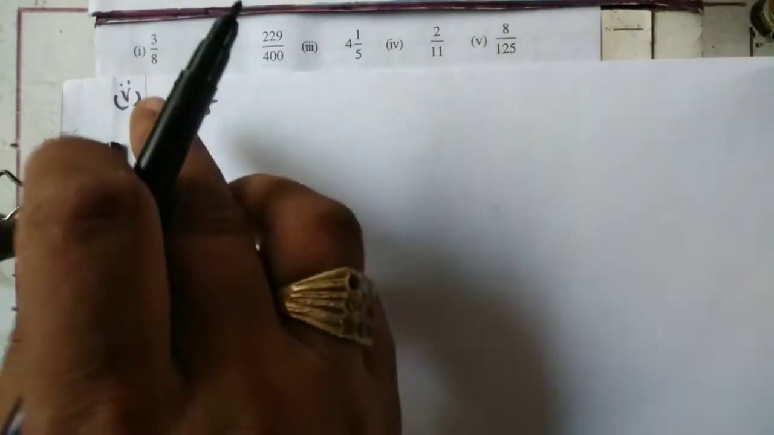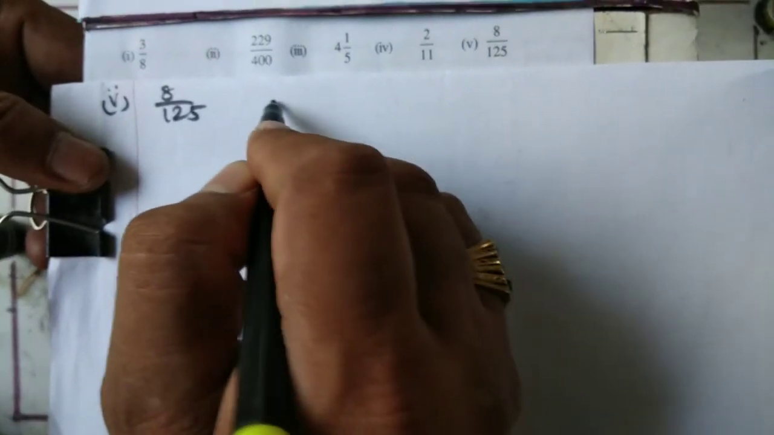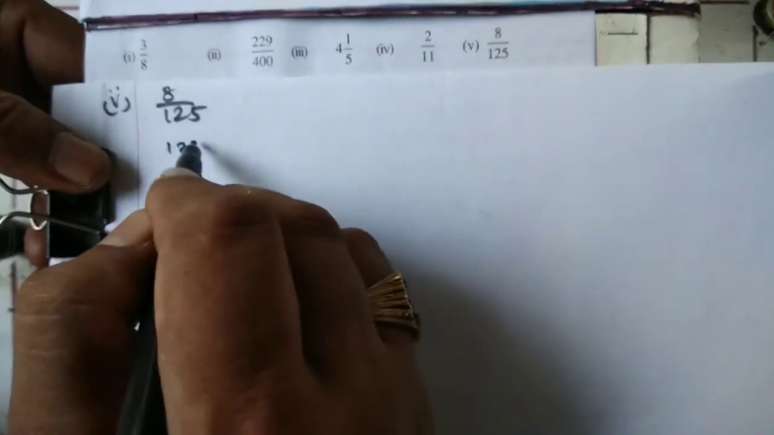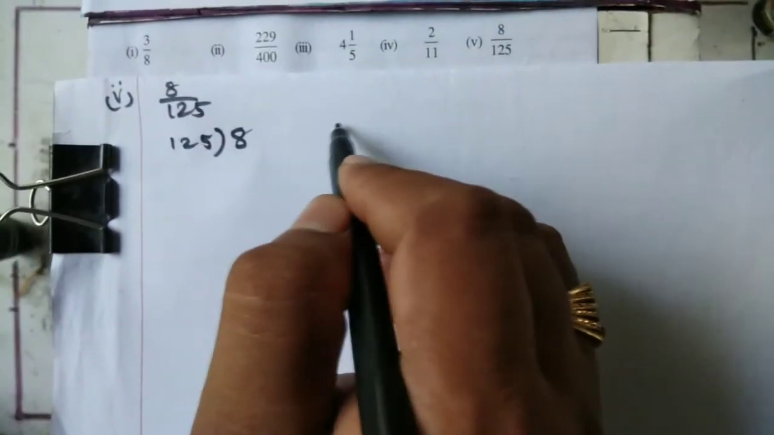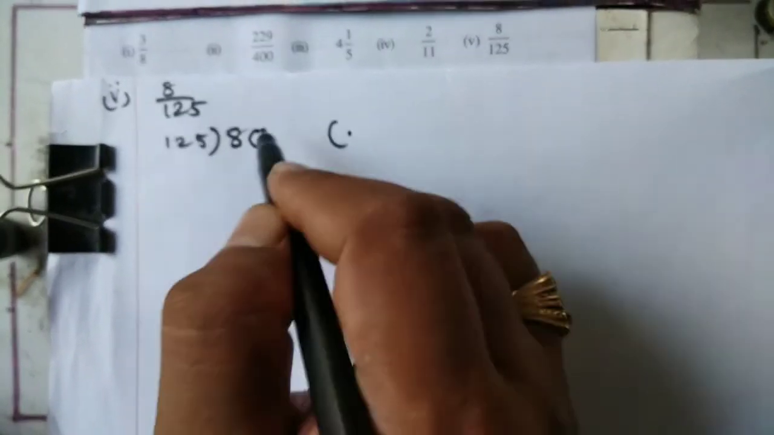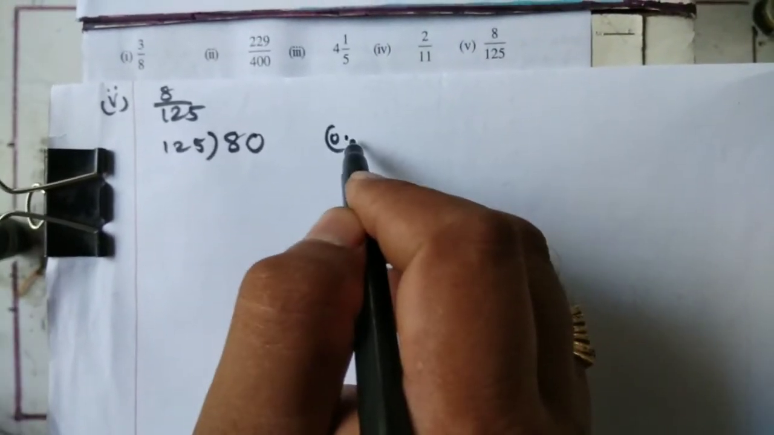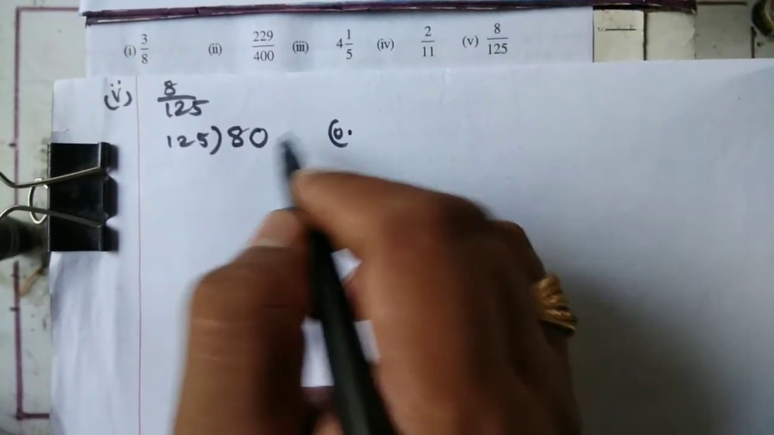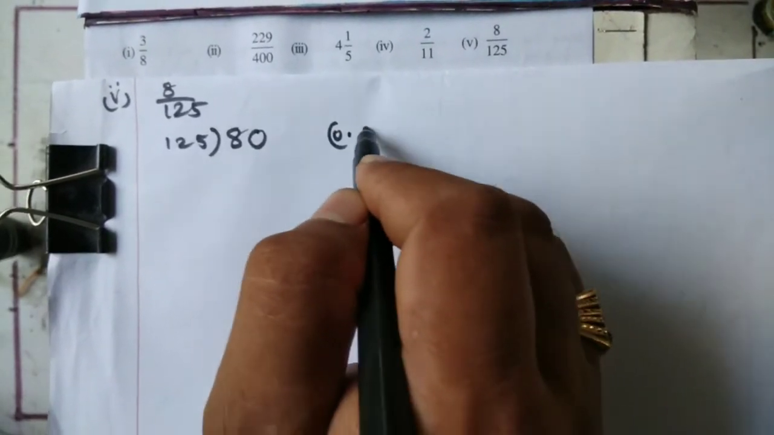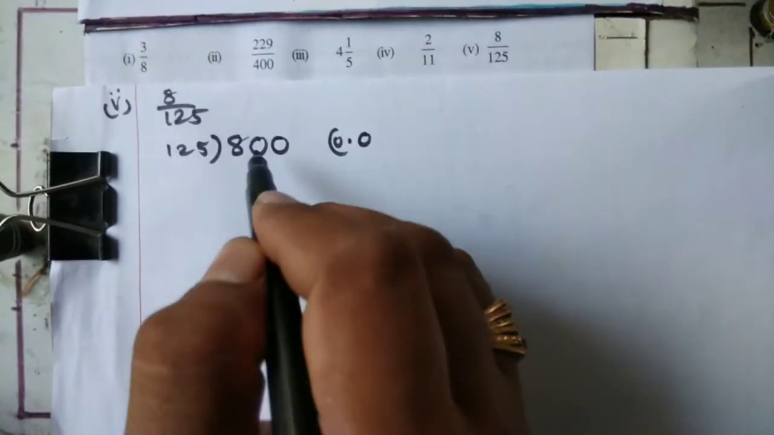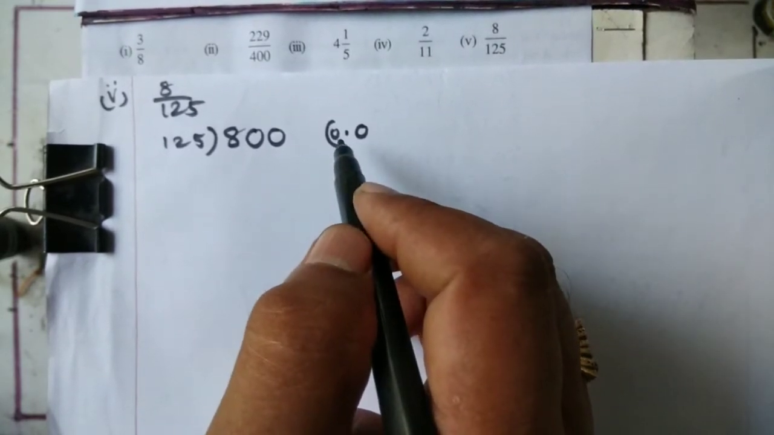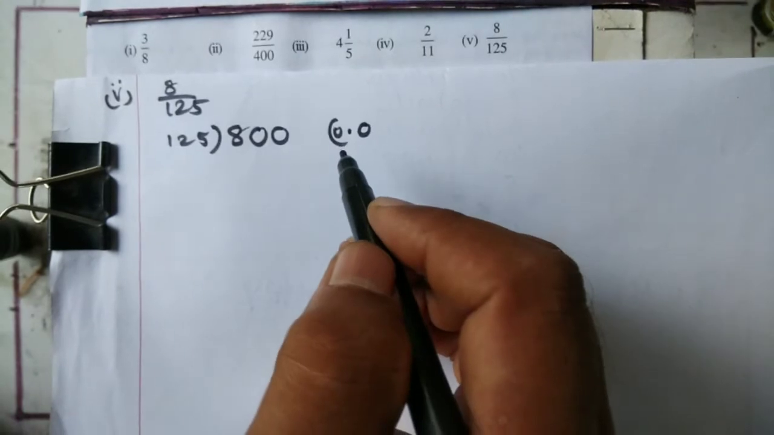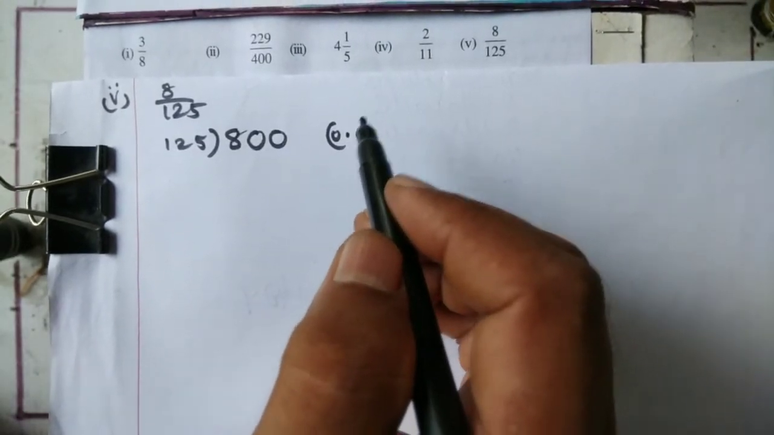Fifth problem, 8 by 125. So 8 is not divisible by 125. That's why keep point and keep 0 here. 0 point. Now also not divisible. That's why keep 1 0. Here 1 0. 125 3 4s, 5 6.